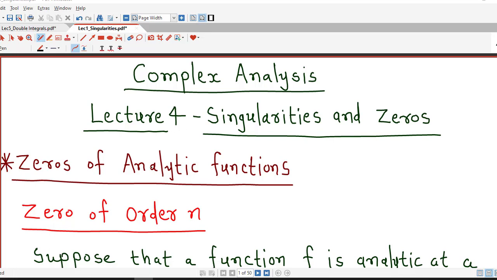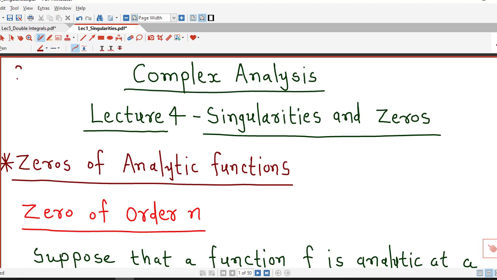Hello friends, I welcome you in lecture number 4 on singularities and zeros. In this lecture we will talk about zeros of complex functions. So first we define what is the meaning of zero of a complex function, and then we will see how to find out zeros of given complex functions.